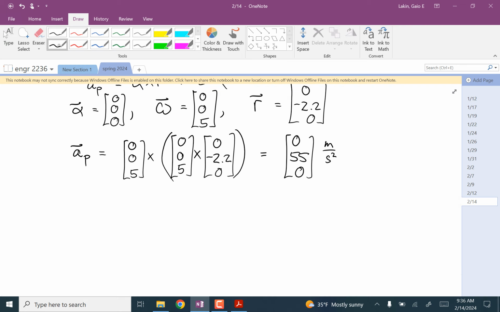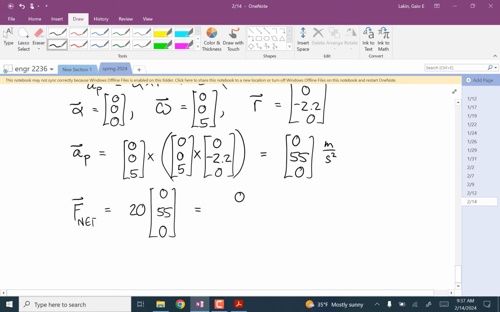Okay, so, all right, so what's the net force now? F net is just going to be equal to the kid's mass times this acceleration. So that's probably 0, 1100, 0. But now we have to think about the individual forces. So now we're going to draw a free body diagram.